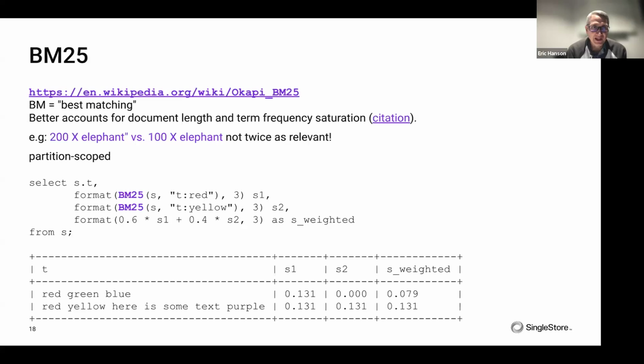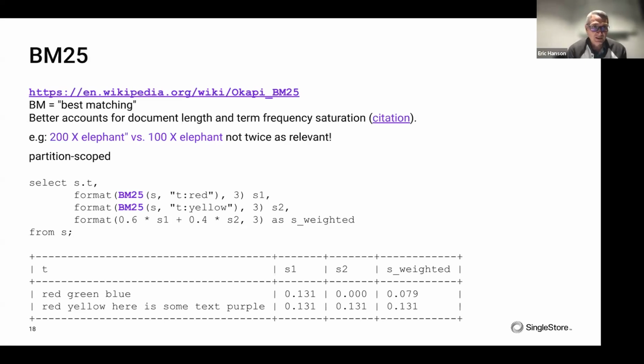BM25 better accounts for document length and what's known as term frequency saturation than the earlier scoring algorithms that were popular. As I mentioned before, we used TF-IDF, which was term frequency inverse document frequency, in the full text search V1, which is a very capable scoring strategy, but it's qualitatively not as good as BM25, based on experience by modern full text search researchers.